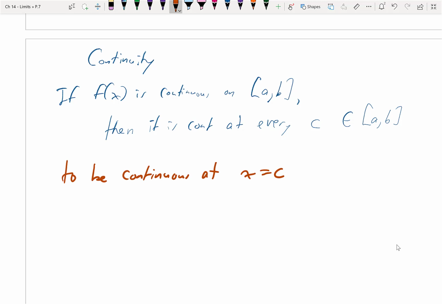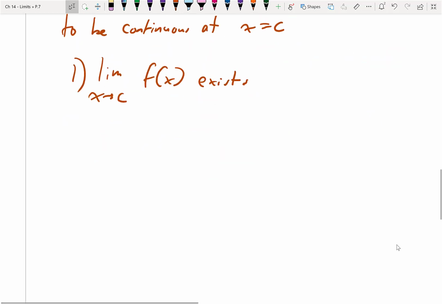But to be continuous at x equals c, three conditions have to be true, and you have to know these three conditions. You have to learn these, memorize these, use these. You will use them for the next year and a half in calculus as we move through. This will be on AP questions. This will be one of the first big things that you're continually tested on, pun intended. So, number one, the first condition is that the limit as x approaches c of f of x exists. So to be continuous at a point, the limit has to exist.